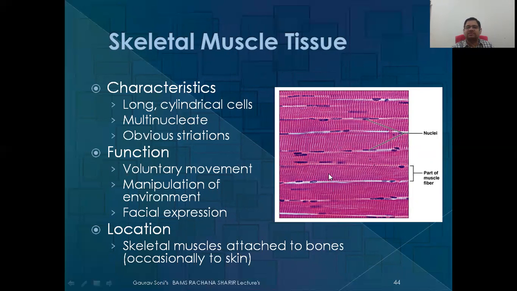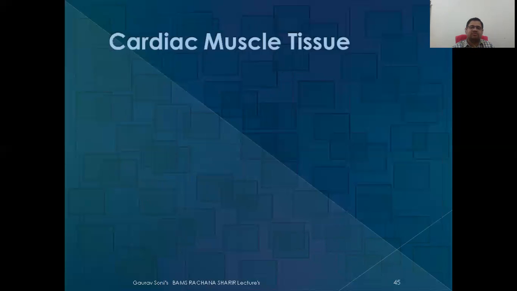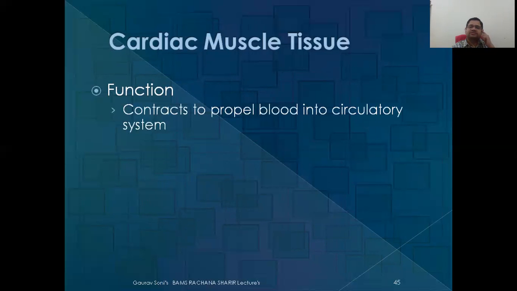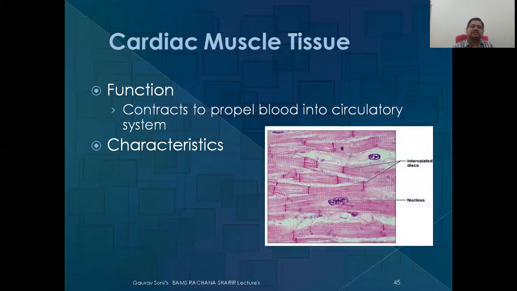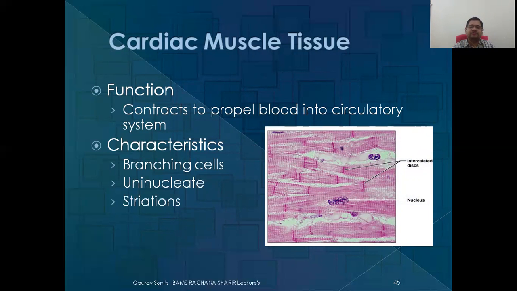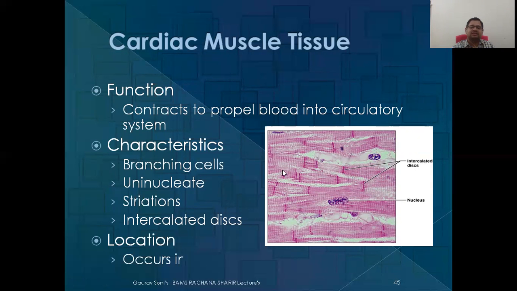So this is the slide of the skeletal muscle. You can see the regular pattern of the cells or fibers. Then a specific type is present, cardiac muscle tissue. It contracts to propel the blood into the circulatory system. They are branching cells, uninucleate, striations are present, and most important, you can see this dark pink colored line. These are intercalated discs which are present in this particular type of slide only. So it is very easy to identify the slide if you get this specific pattern of intercalated discs. Location, it occurs in the walls of the heart.